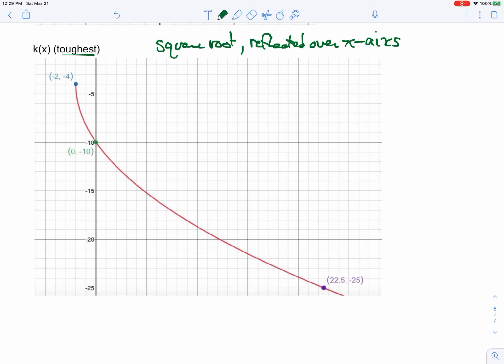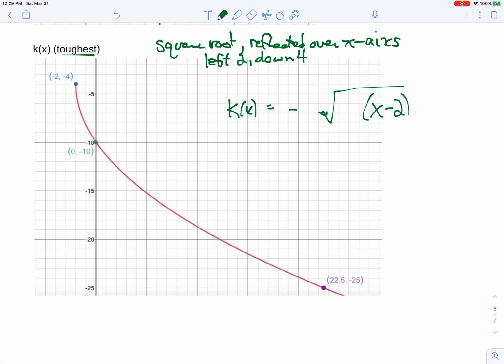So I know that when I'm going to make my function, it's going to be k of x, and it's going to have a square root, and it's going to have a negative sign out there. It's going to be shifted to the left 2 and down 4. But this one is super tough because of dilations. We know there are some, but we aren't quite sure how many and what they are.